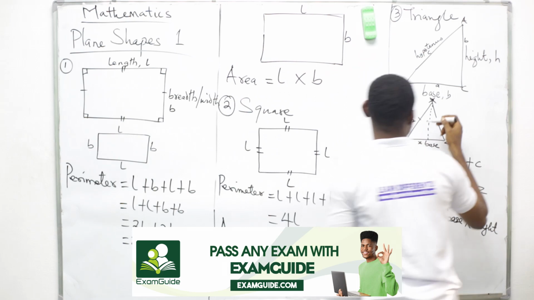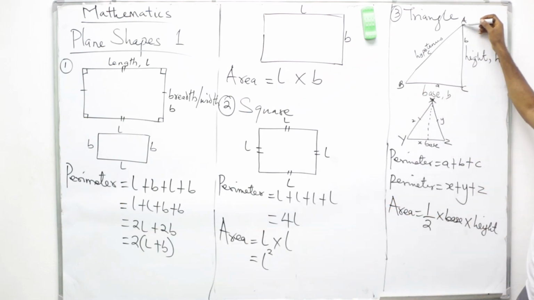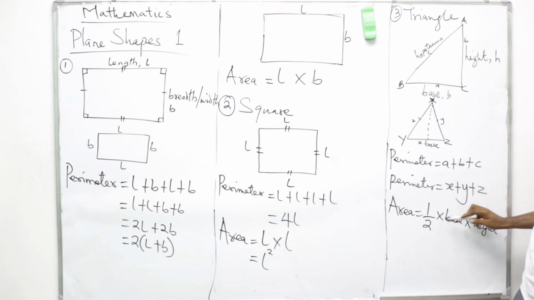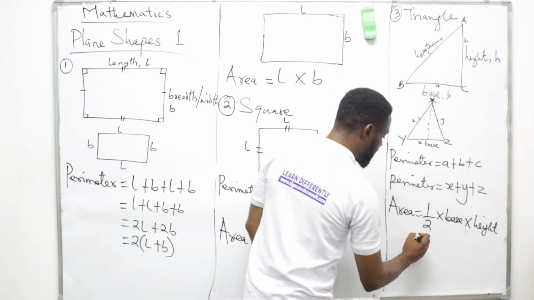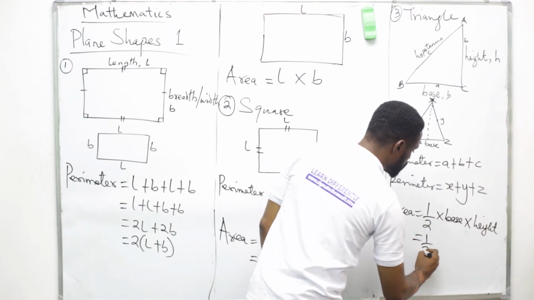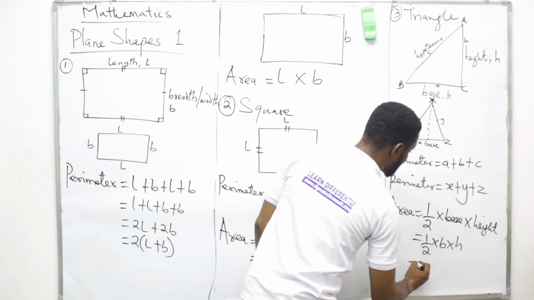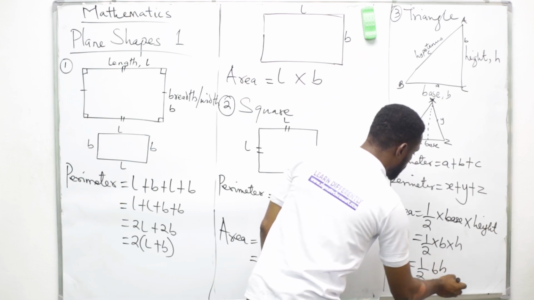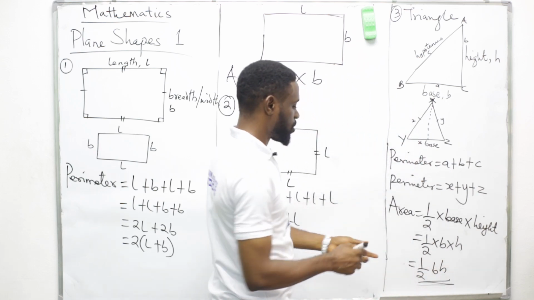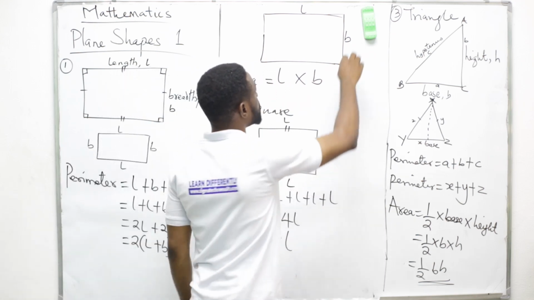So in this triangle, first of all, this is the height. This is our height, and this is our base, and half of it. So we say that the formula is 1/2 times base times height, which is sometimes written as 1/2 bh. So you must understand these about the triangle.